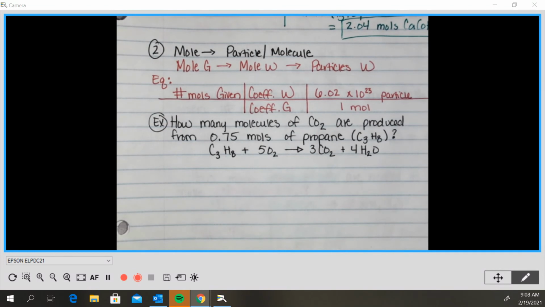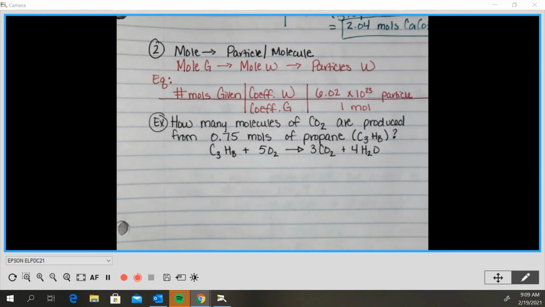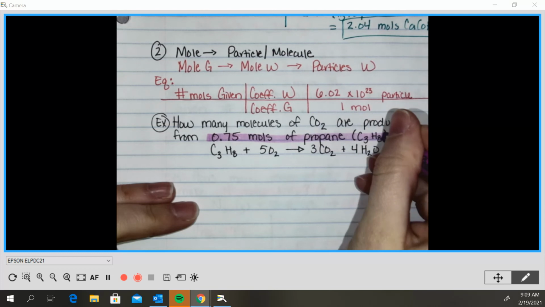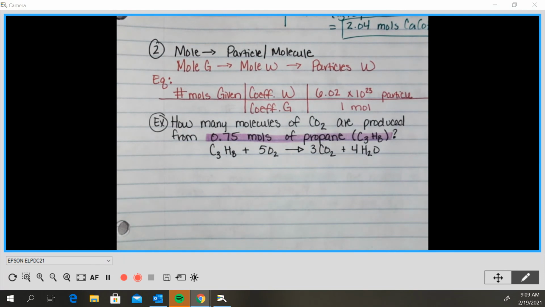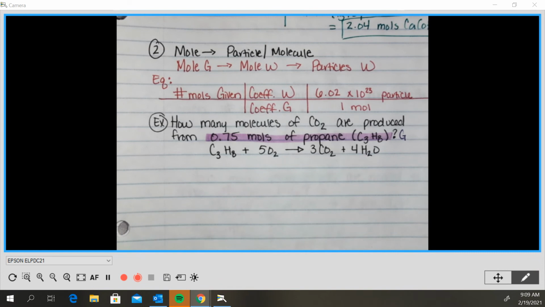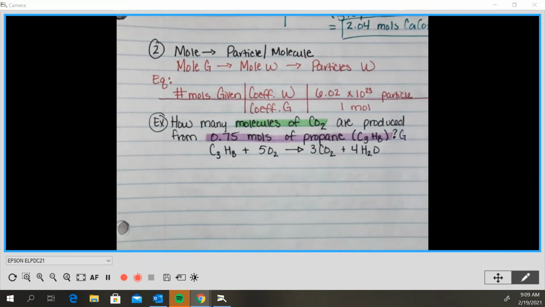So I'll let you guys get that written down. When we're reading this problem, we need to figure out first what is our given and what is our wanted. So our given is going to be this 0.75 moles of propane. So that is our given. It wants to know molecules of CO2. So we want molecules of CO2.